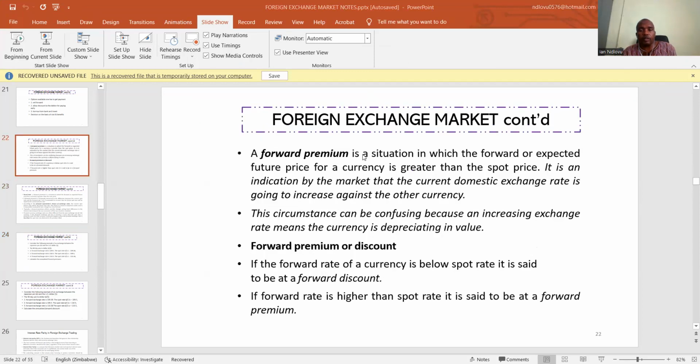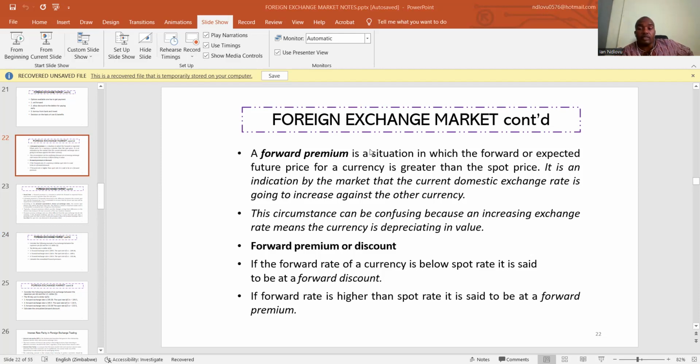Now, a forward premium refers to a scenario in which the forward or expected rate, the future price for a currency, is greater than the spot rate or the spot price. It is an indication that, as far as the domestic foreign currency market is concerned, the domestic currency is going to depreciate. In other words, you will need a higher volume of it to trade in order to obtain another currency.